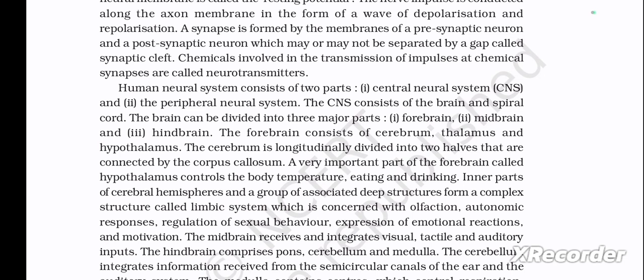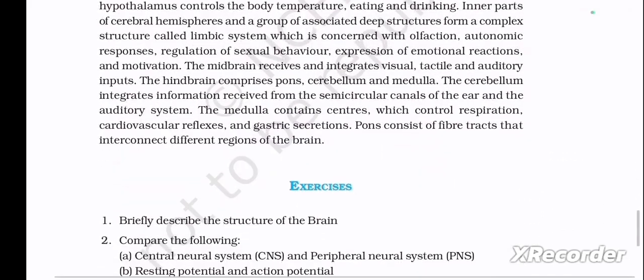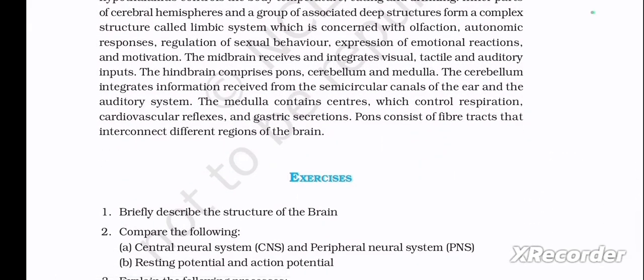Inner parts of cerebral hemispheres and a group of associated deep structures form a complex structure called limbic system, which is concerned with olfaction, autonomic responses, regulation of sexual behavior, expression of emotional reactions and motivation. The midbrain receives and integrates visual, tactile, and auditory inputs.